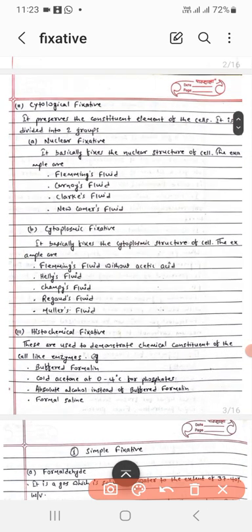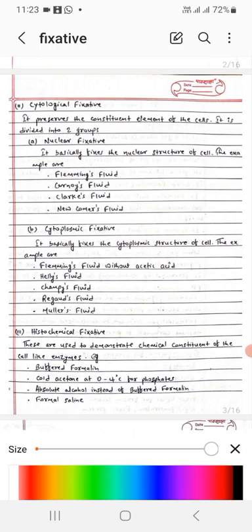Now, cytological fixative. Cytological fixative preserves the constituent elements of the cell. It is divided into two groups. Number one, nuclear fixative. Number two, cytoplasmic fixative.